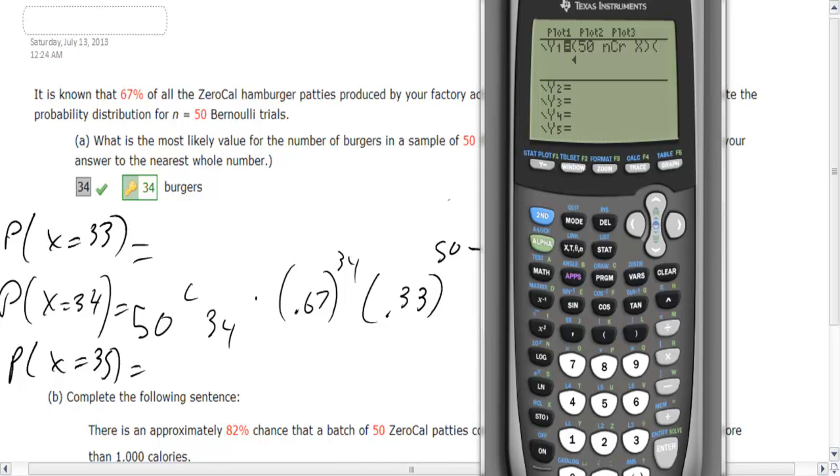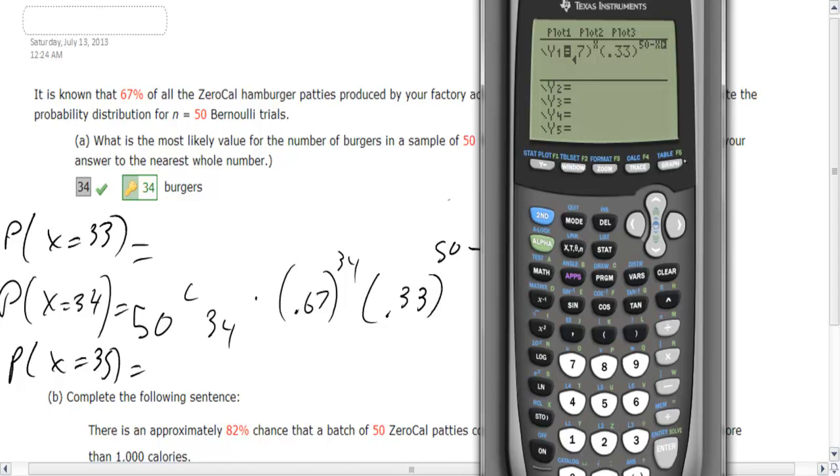So now it's 0.67, and then we raise that to the x, since that's the number that's changing. Then the next number is the probability of it not having more, which is 0.33, and that exponent is going to be 50 minus the number that do have more, so 50 minus x.